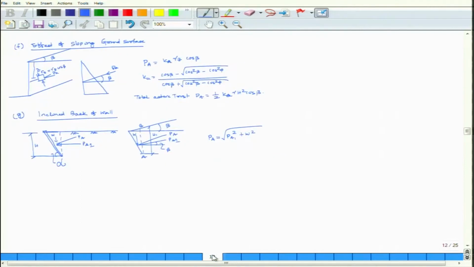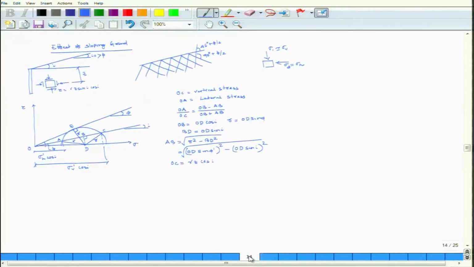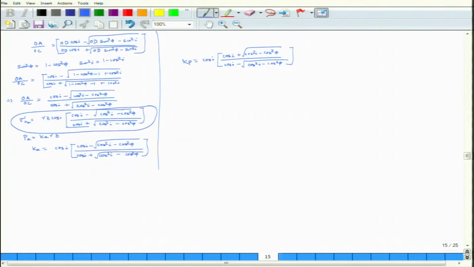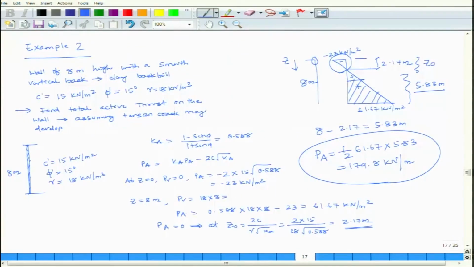Then there are 2 examples, I have solved one example. Then there is a case of effect of sloping ground, then there is a case of inclined back of the wall. Then it has been extended for Rankine's theory for active condition for cohesive soils, and for cohesive soils Pa is your gamma z Ka minus 2c root over Ka. Then effect of sloping ground, we have derived what is the value of Ka. Then I have solved 2 problems for layered cases, other case is for cohesive soils.